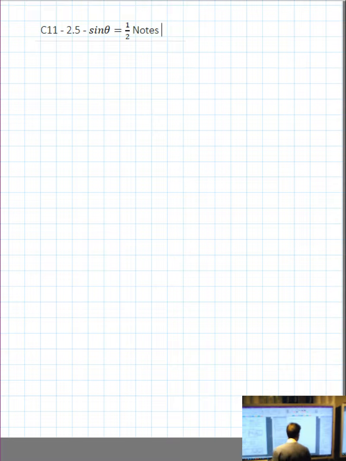Okay, let's see how we can apply our special triangles. So it says sine theta equals 1/2. Solve for theta. Now it says between 0 and 360 again. Remember, be careful with that. English instruction is there.